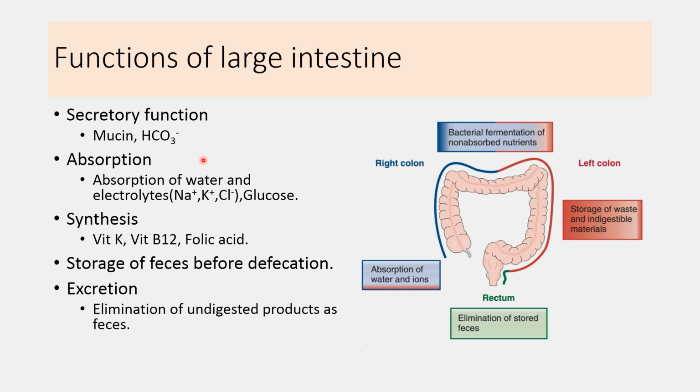Absorption of water, electrolytes and glucose occurs in the large intestine, and it is mainly the function of the proximal part of the large intestine. Synthesis of vitamins like vitamin K, vitamin B12 and folic acid occurs by the bacterial flora. Storage of the feces before defecation as well as excretion of feces through the anal canal is also the function of the large intestine.